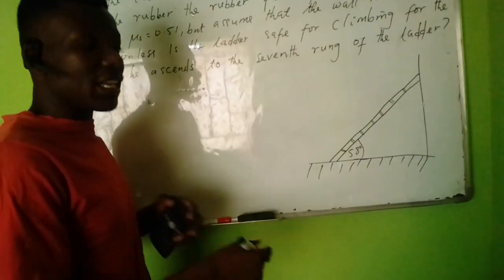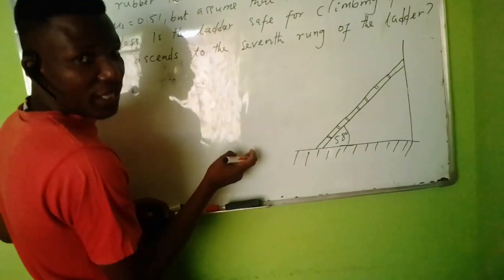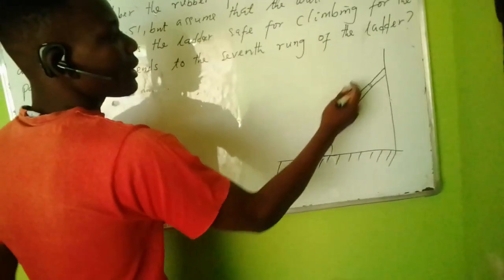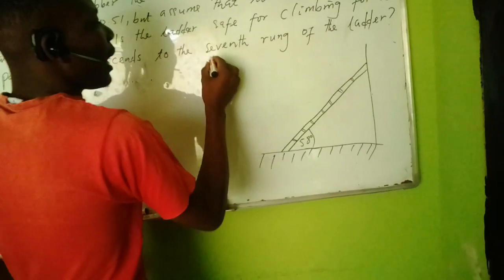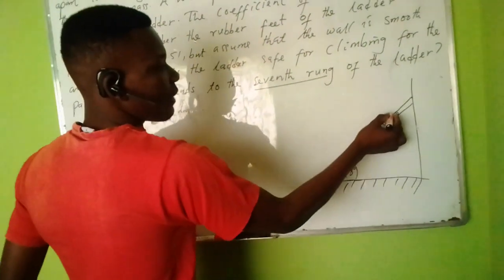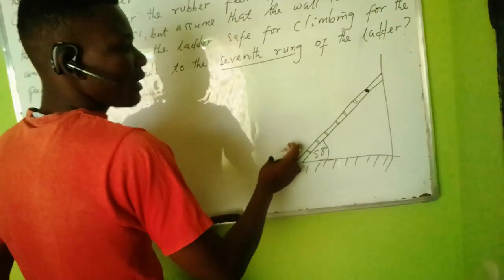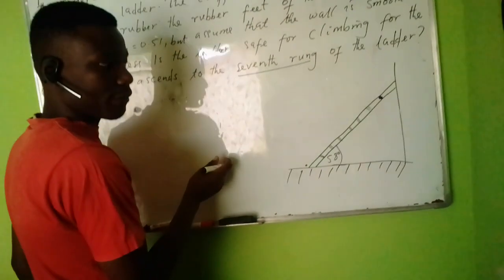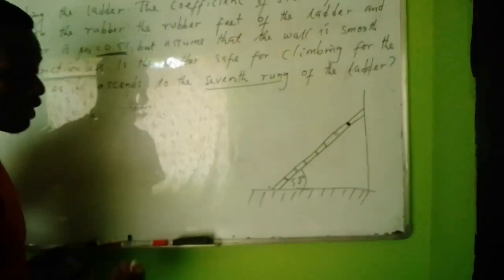So I want to determine first at what length it is going to start slipping. Once I know that point, I'm also going to know at what length the 7th rung is, because the 7th rung is here. I'll note the distance and compare it with the distance at which the ladder is supposed to start slipping, taking into consideration the coefficient of friction, or friction force.